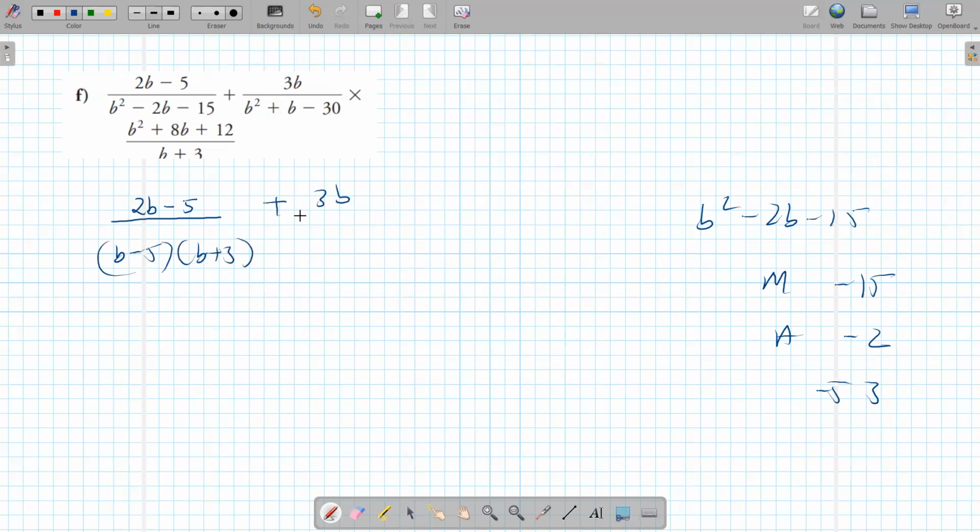Plus 3b, you can't do anything with it. The next one multiplies to negative 30, adds to 1. It's b plus 6, 6 and negative 5. We'll give you that. Times, what about this one?